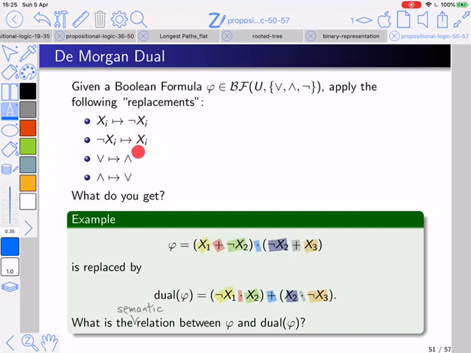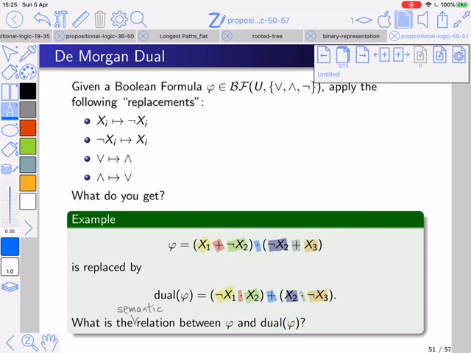Now let's apply these replacements. So we see x1 in yellow, we replace it by not x1 in yellow. We see the or, we replace it with an and. We see the not x2, we replace it with x2. We see the and, we replace it with an or. Not x2, replace it with an x2, or replace it with an and. x3, replace it with a not x3. This is called the dual of phi. Now, you may ask, what is the semantic relation between phi and the dual of phi? Okay? So, strange question.